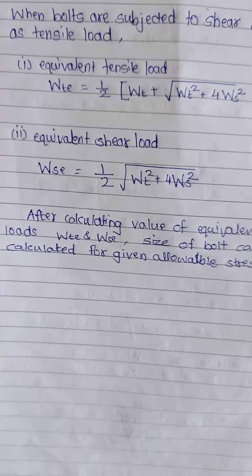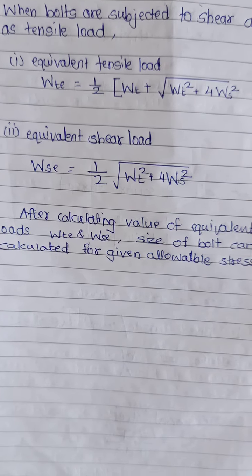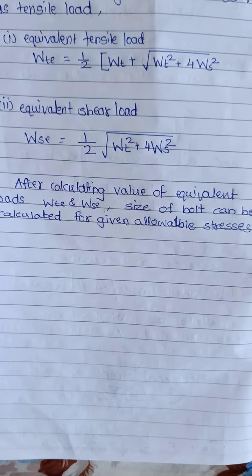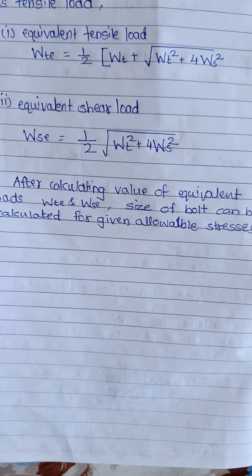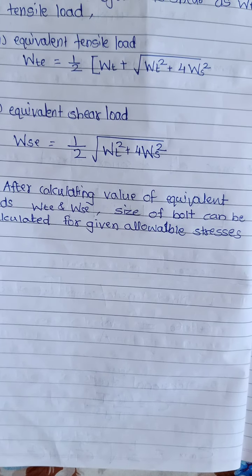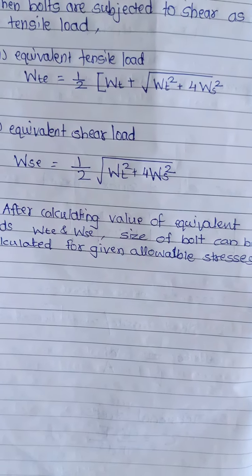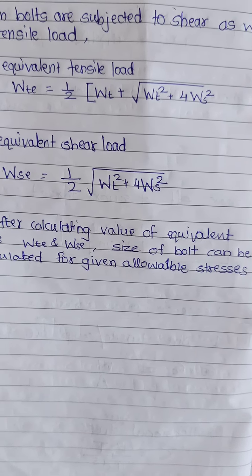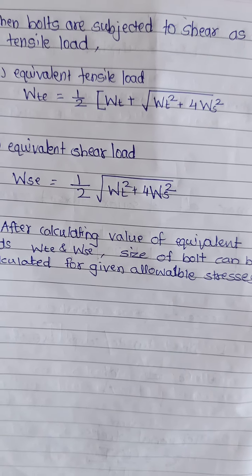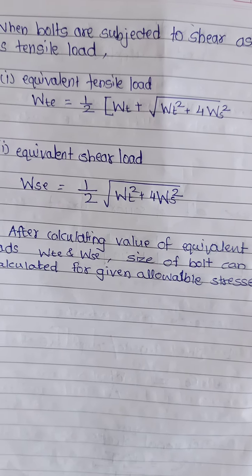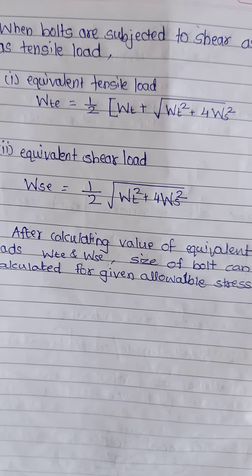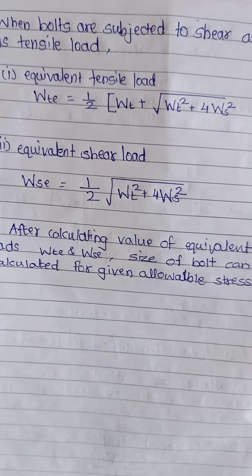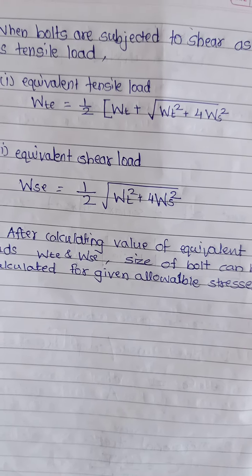Once we have the values of WTE and WSE, then by equating them with area into the allowable stress, we can calculate Dc. For example, if sigma T is given, then you can use WTE equal to pi by 4 Dc square into sigma T. From that you can calculate the value of Dc. If tau is given, then WSE is equal to pi by 4 into Dc square into tau. That shall give you the value of Dc.